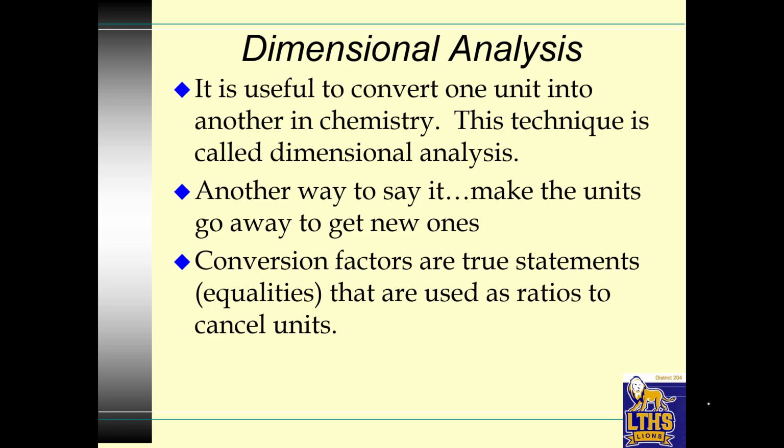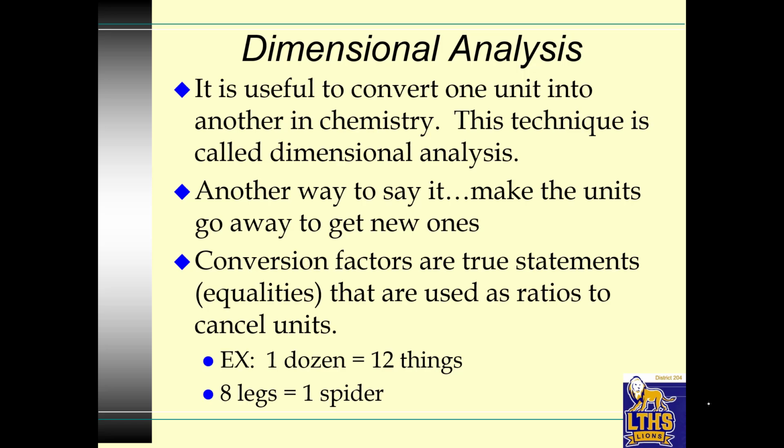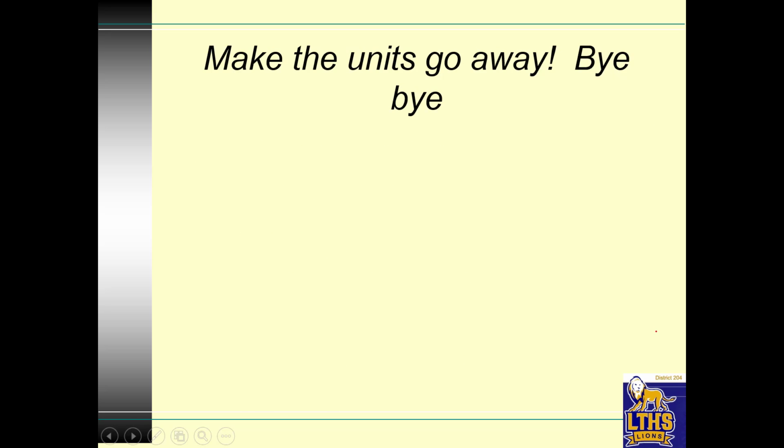So what are some equalities you might know? Well, 1 dozen is 12 things, so we can use that as a conversion factor. 8 legs for 1 spider can be used as a conversion factor. Or 1,000 milliliters per liter. Any equality can be written 2 ways. We could say 12 things for every 1 dozen, or we could say 1 dozen has 12 things, and both of these are just making a ratio out of the true statement. So we can use ratios, conversion factors of true statements, to convert.